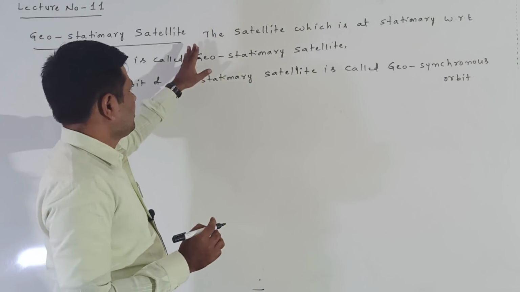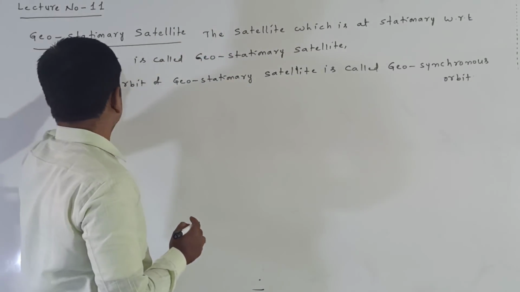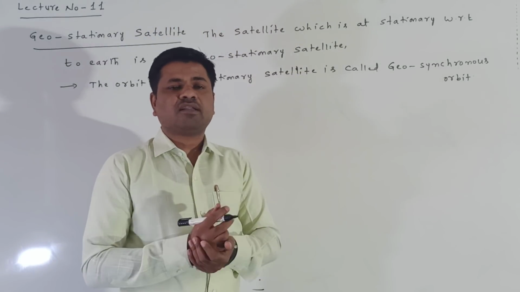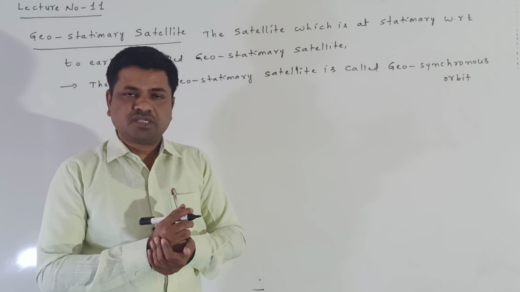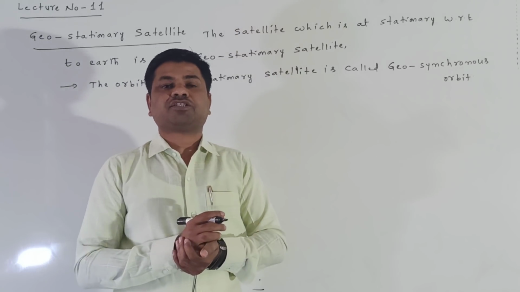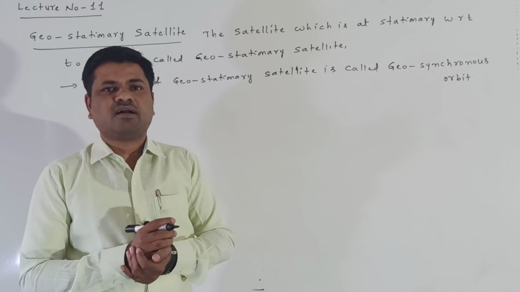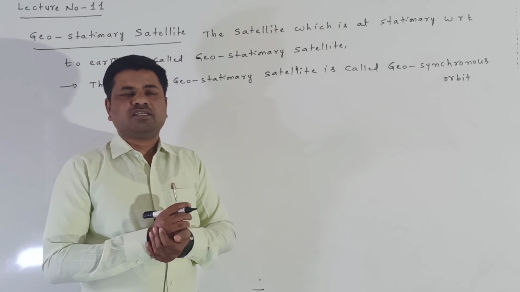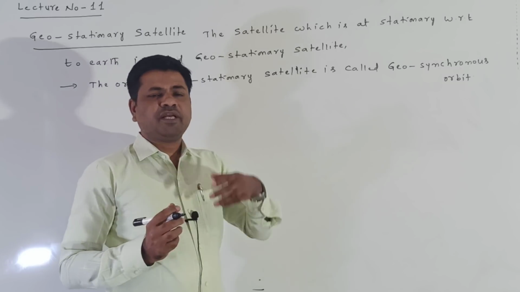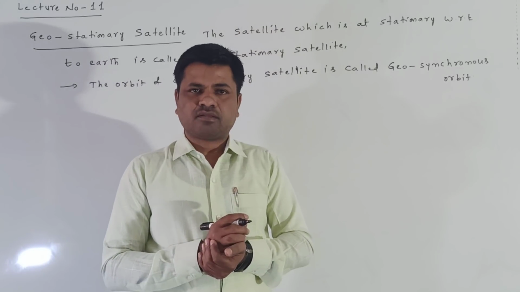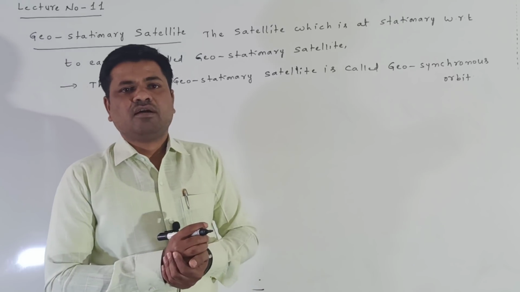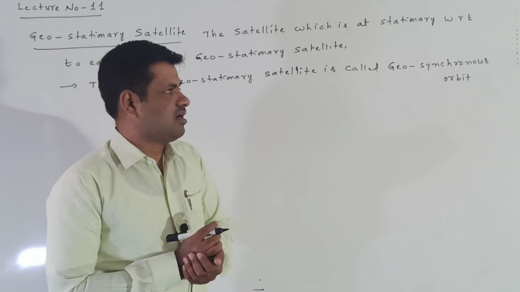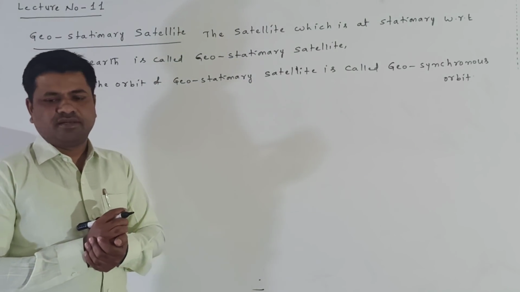We know that the satellite which is stationary with respect to Earth is called a geostationary satellite. When observed from the Earth, it appears to be at rest. It appears to be stationary with respect to any point on the surface of the Earth. That satellite is called a geostationary satellite.